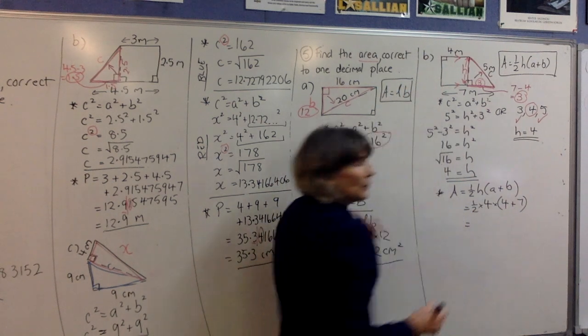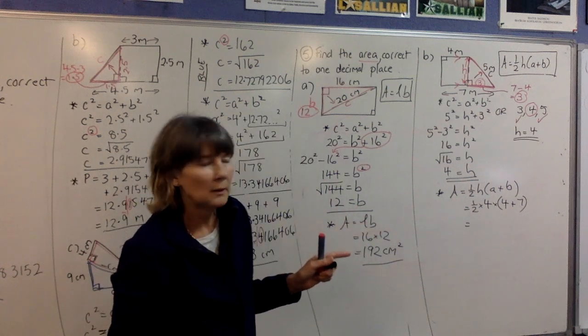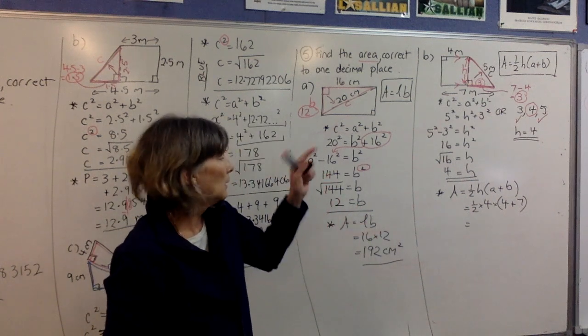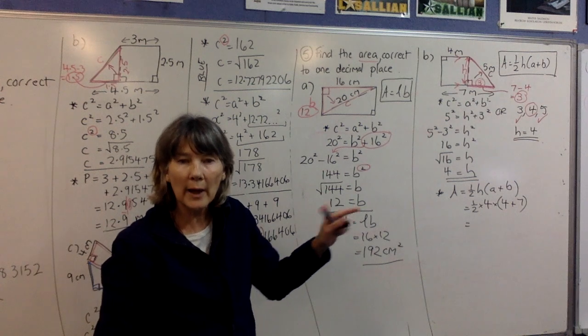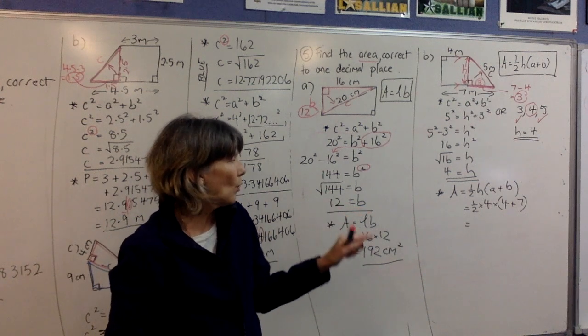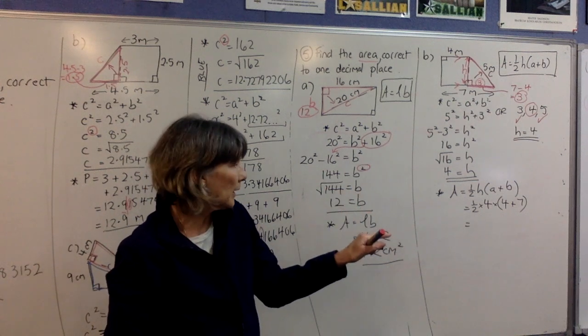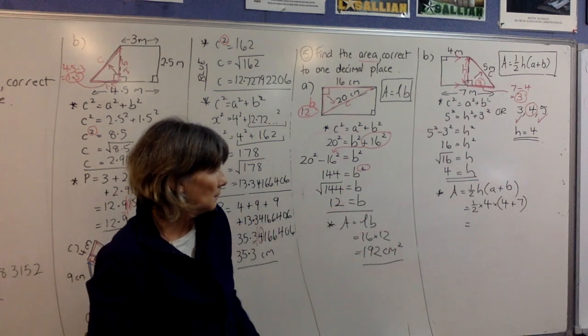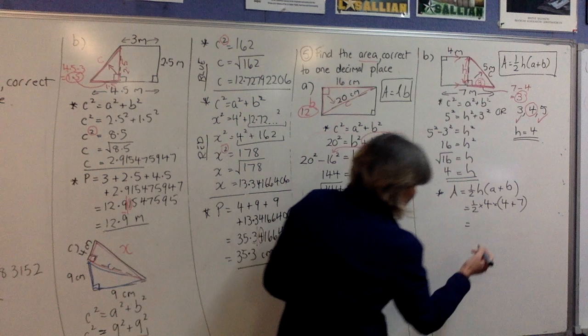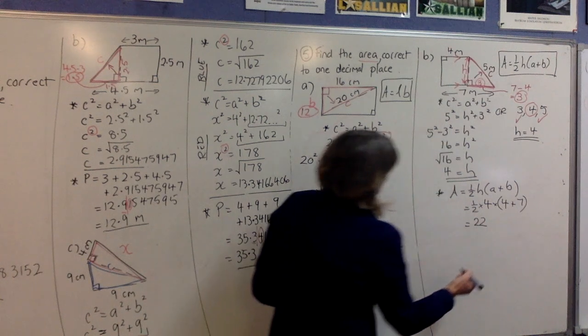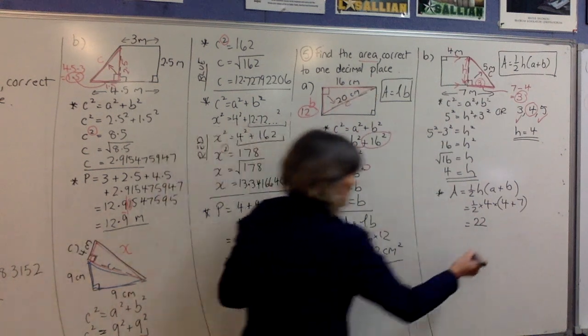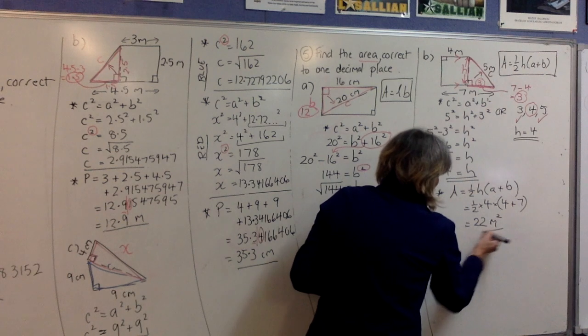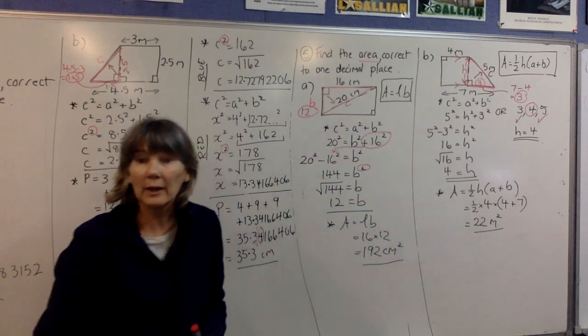Now I want you to put that in your calculator just like that. Okay, so put in the fraction key, a half, right arrow out of the fraction key, times 4, times, open bracket, 4 plus 7, close the bracket, equals, and you should end up with 22, and we've got metres, and it's area, so it's squared. So we finally got there.